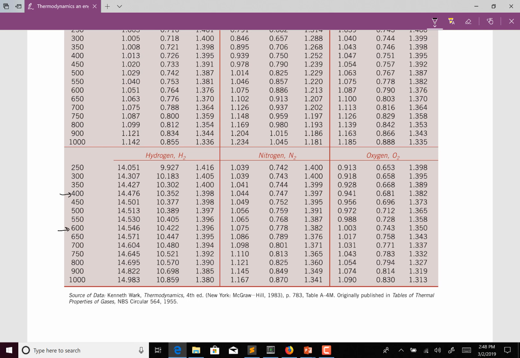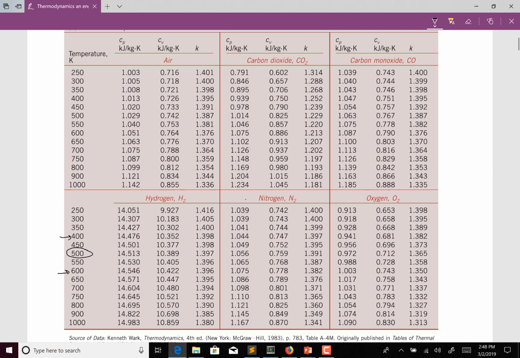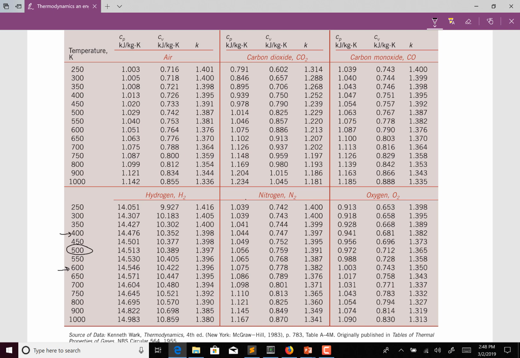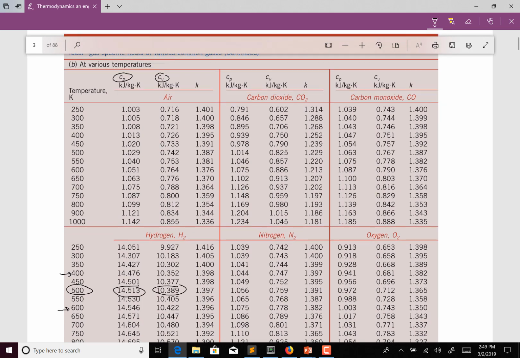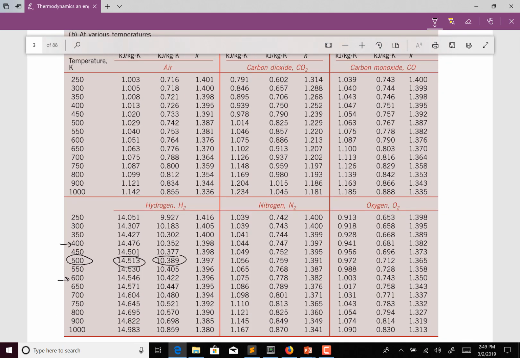So what we're going to do is just calculate the average temperature, 500 degrees, so we just add those together and divide by 2. And so then what we're going to do is take our specific heat for the average temperature. So if we were interested in C sub P, we would use 14.513, or if we were interested in C sub V, we would use 10.389. So you can see that this is a pretty significant simplification over using the polynomial expression. So one thing to notice about this table, at least in your book, is we only have information available for 6 different gases.